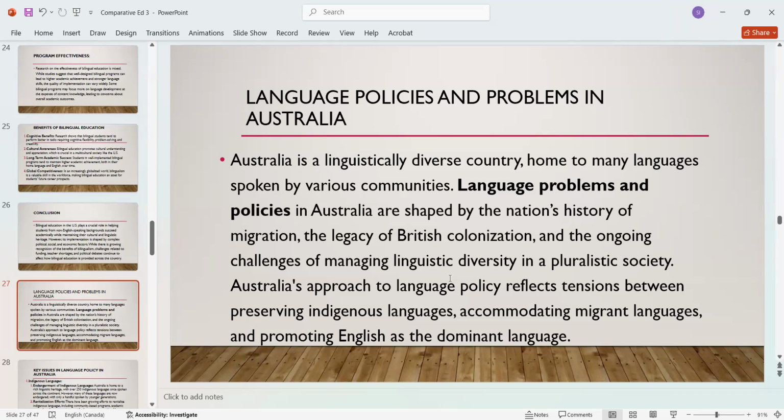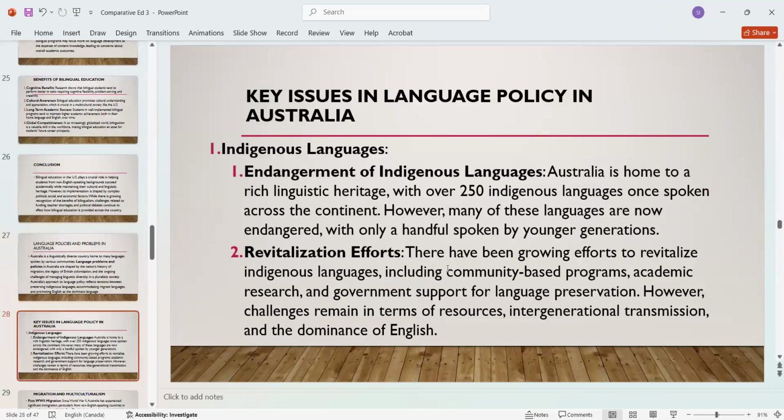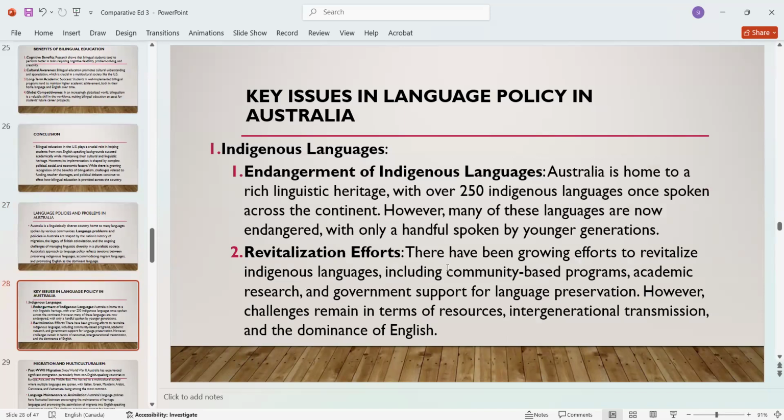So, a pluralistic society. Australia's approach to language policy reflects tension between preserving indigenous languages, accommodating migrant languages, and promoting English as the dominant language. So in Australia, English is the dominant language, right? We'll see what they are doing. Key issues in language policy in Australia.